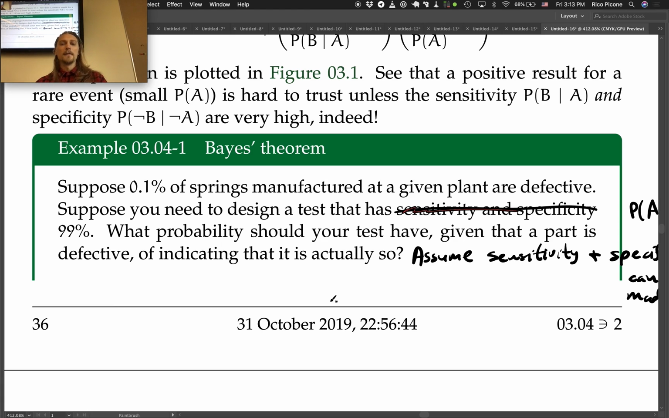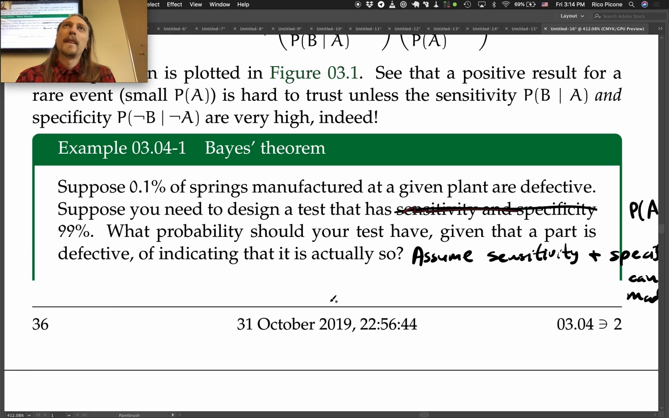And so this requirement is actually a pretty difficult one to have. If you're going to be 99% sure that if the test is positive the thing's actually defective, that's asking you to be very, very sensitive, and it might be asking too much.